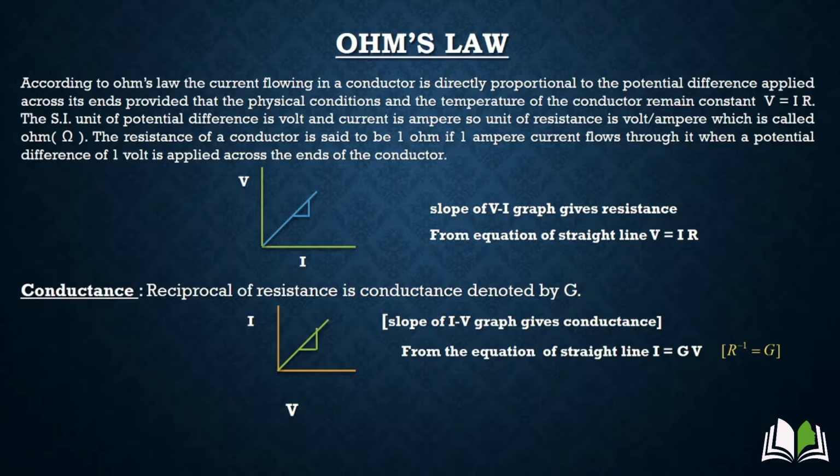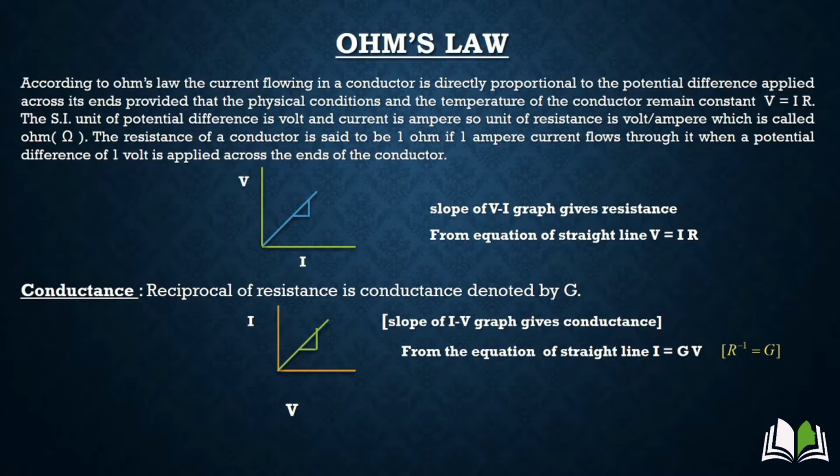In 1826, a German scientist, Georg Simon Ohm, by his experiment found a relationship between the potential difference and the current in the conductor. So what is the statement of Ohm's law? According to Ohm's law, the current flowing in the conductor is directly proportional to the potential difference applied across the ends of the conductor, provided that the physical conditions and the temperature of the conductor remain constant.